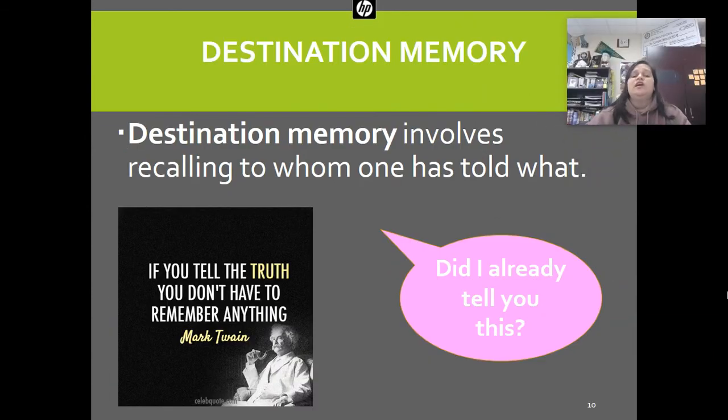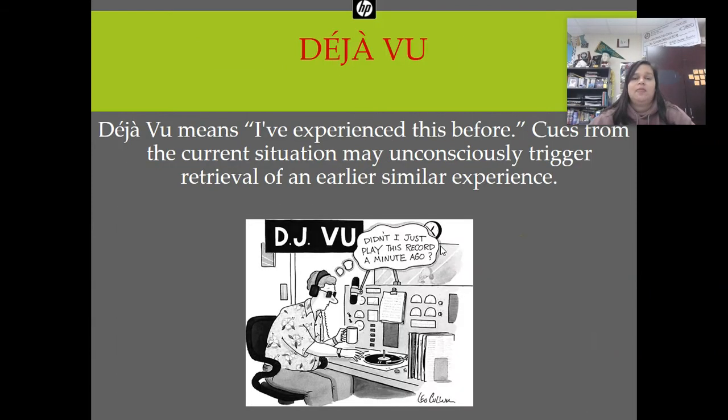Destination memories involve recalling who you have told what. So, did I already tell you this? Did somebody else tell you this? They always say when it comes to telling the truth, you should always tell the truth, and then you don't have to try to remember which story you told who. If you tell the truth, you don't have to remember anything.